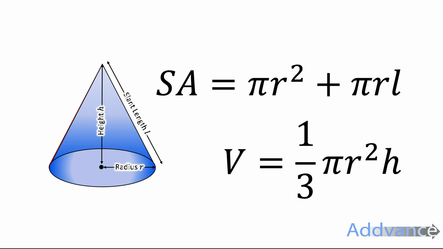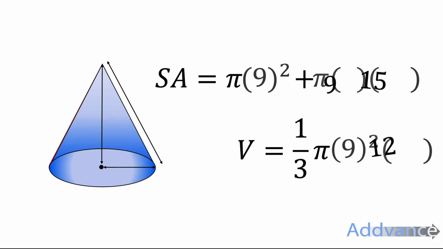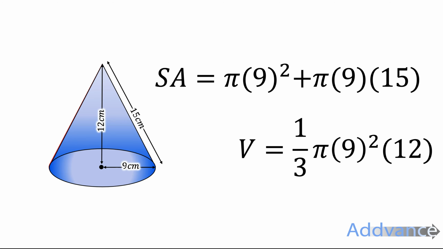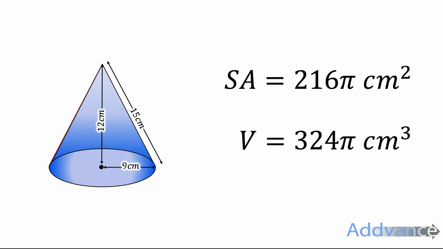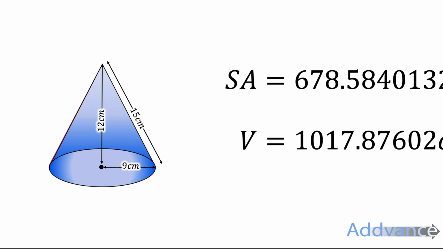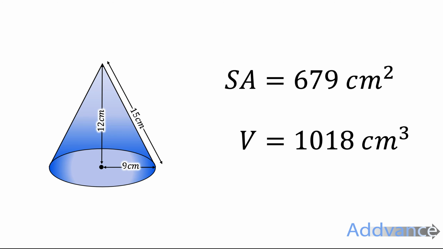Okay, so let's look at an example of that. We've got the height of 12, radius of 9, and a slant length of 15. I'm going to substitute those numbers into the equations. You can work that out yourself in your own time. You will get 216 pi centimetres squared and 324 pi centimetres cubed. I encourage you to really work that out yourself if you want to. If you wrote that as a decimal, so you use the calculator to work that out as a decimal, you get these numbers here, which you can round to the nearest whole number.